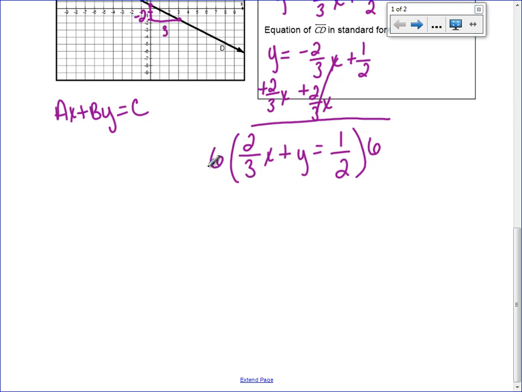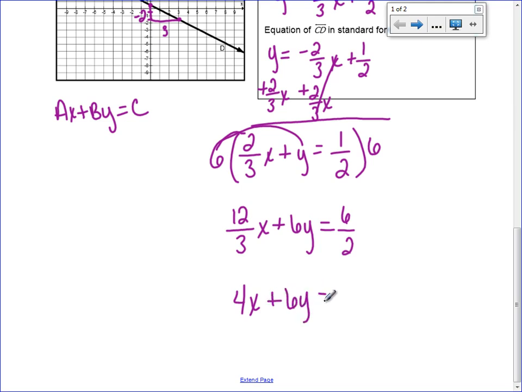And here's how I do a whole number times a fraction. I'll do the whole number times the numerator. Well, 6 times 2 is 12, so this becomes 12 over 3x. And yes, I know I still have a fraction. It's okay. Now I'm going to do 6 times y, because remember, you have to multiply 6 times everything. You can't just leave out a piece. 6 times y becomes 6y. And then on the other side, 6 times 1 is 6 over 2. Now look at what happens to my fractions. 12 over 3 reduces to 4x plus 6y, and 6 over 2 reduces to 3.